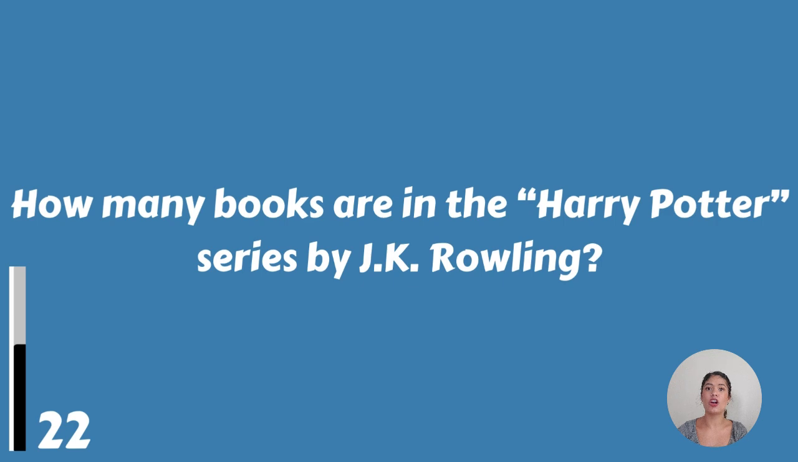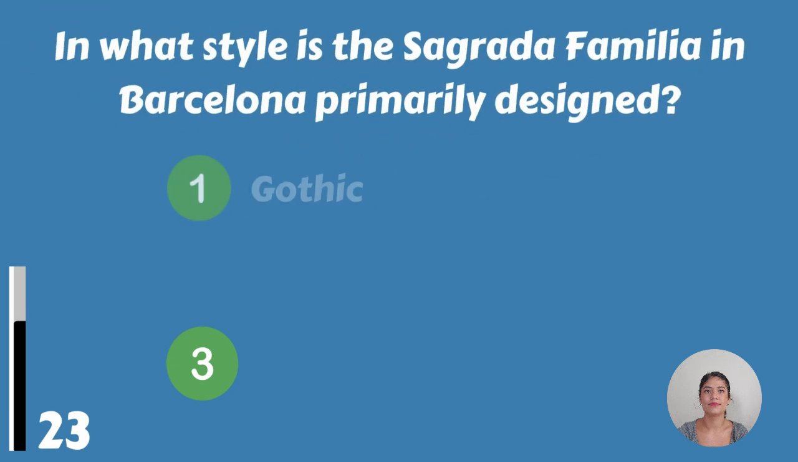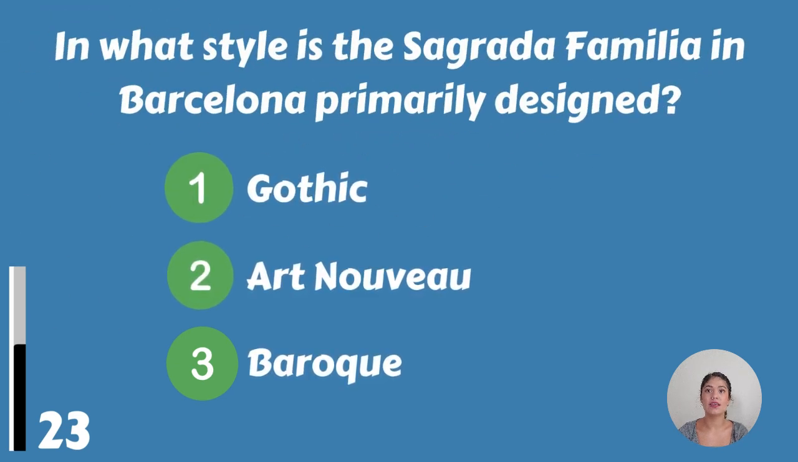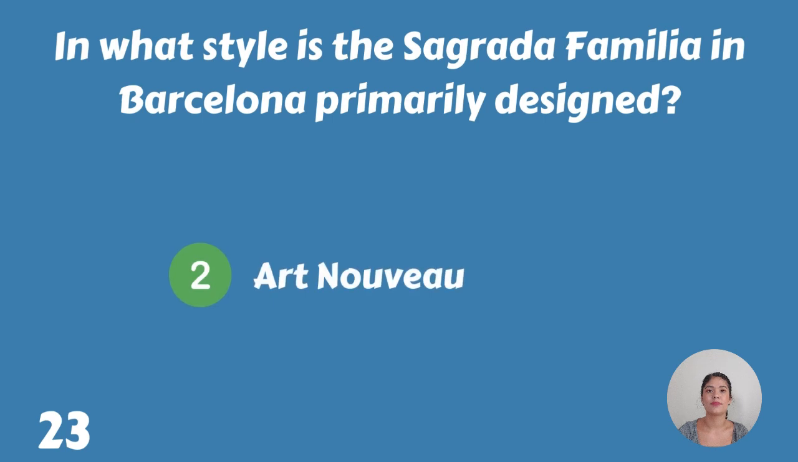How many books are in the Harry Potter series by J.K. Rowling? 7. In what style is the Sagrada Familia in Barcelona primarily designed? Gothic, Art Nouveau, Baroque. Art Nouveau.